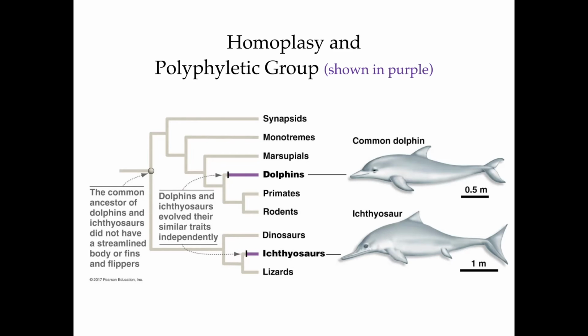What made that trait appear? Convergent evolution. How do we call the group of dolphins and ichthyosaurs? It's going to be a polyphyletic group. So poly, several, phyletic, phylogeny or ancestral. So several ancestors gave rise to that group. We are just grouping them based on that characteristic they have in common, but that characteristic was not inherited from their most recent common ancestor.